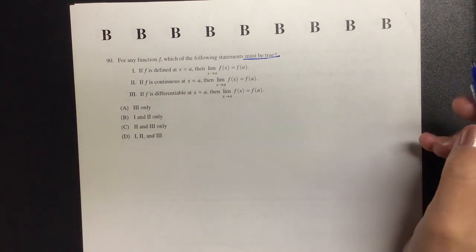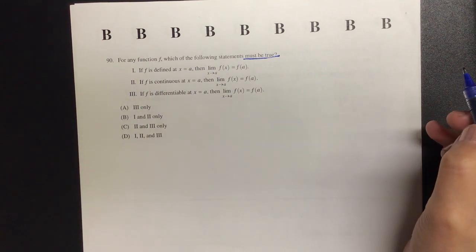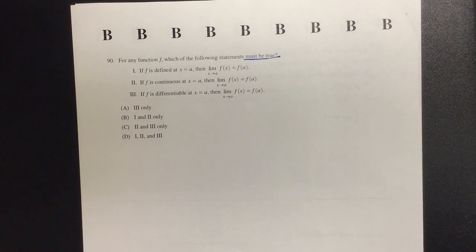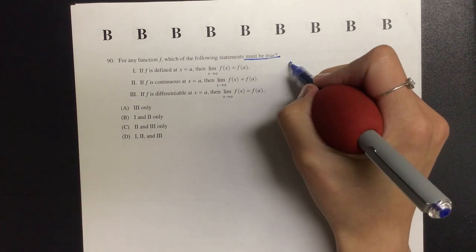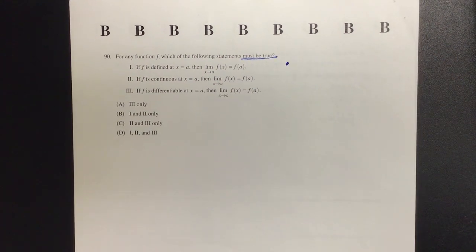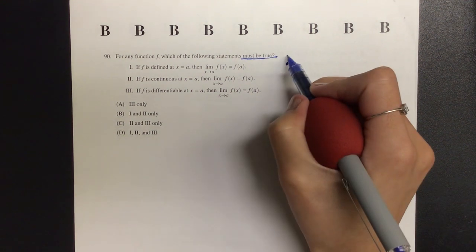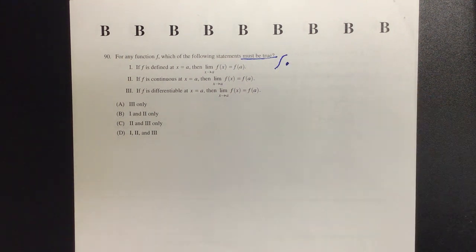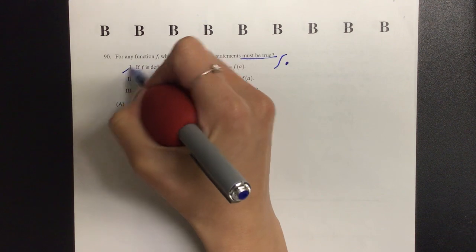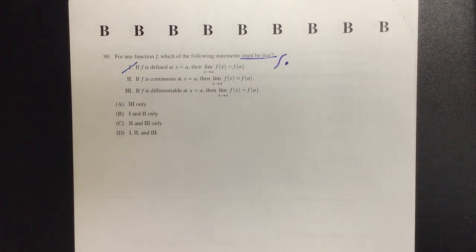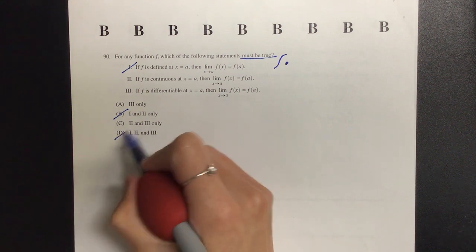So the first one says if f is defined at x equals a. All that means is there's a point, okay? So put a point. Does that guarantee that I could make a line that goes through it? Or can I choose to go outside of it? I can choose to go outside of it. Does that make it continuous? No. So we know this one is absolutely not, and it must be true. So I can eliminate B and what? B and D. Very good.